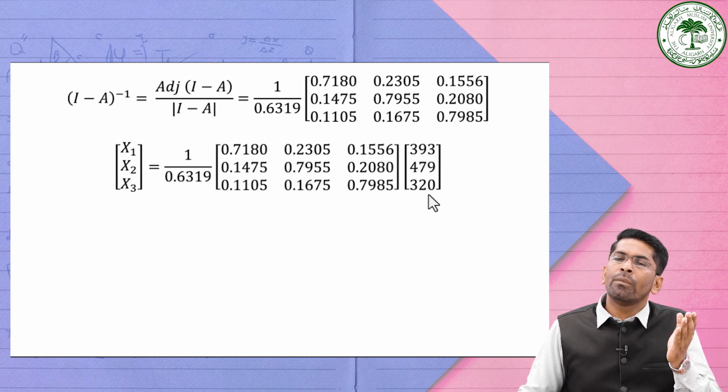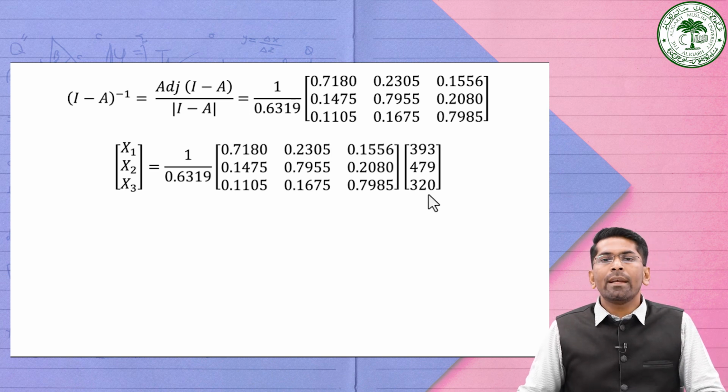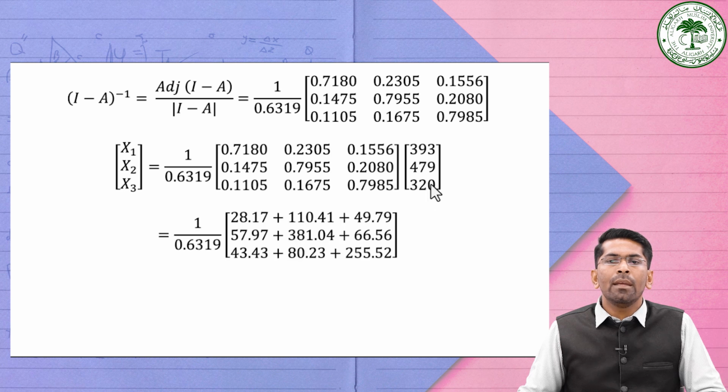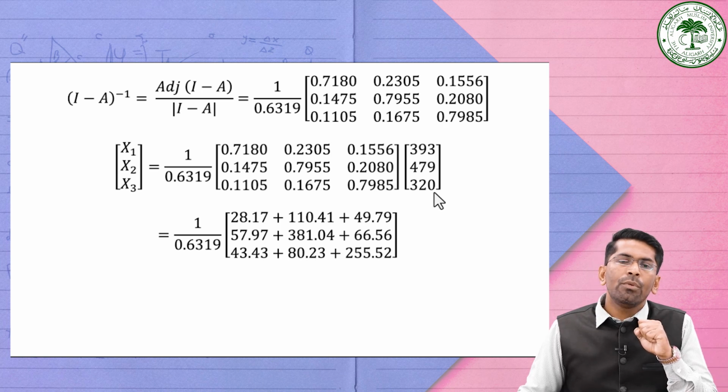After calculating the original one, we will go for calculating the changed final demand also. So here, considering the final demand vector as 393, 479 and 320, we are going to multiply this particular adjoint matrix, that is a 3 by 3 matrix, with the final demand vector, that is of order 3 by 1. So we have a 3 into 3 matrix and a 3 into 1 matrix. Of course, the matrix multiplication is possible. And if you multiply these two matrices, then you will get a 3 by 1 matrix.